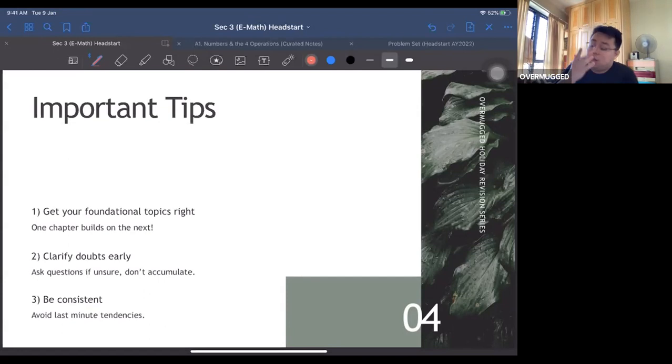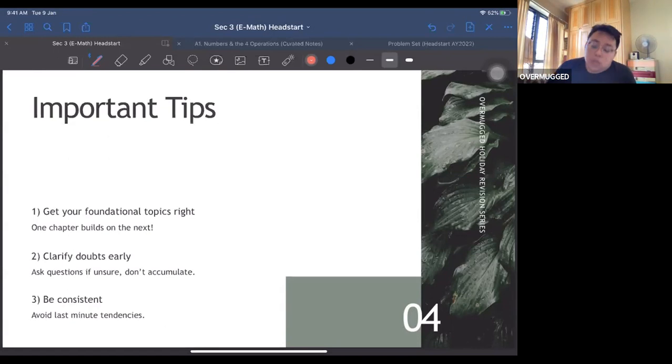Now, for those that are getting A1s, don't be complacent, okay, because lower sec math is chicken feed. Personally, it is a cakewalk. When you go into upper sec, you're going to get your first hits of boom. It's going to be slightly more challenging. So you must get your foundations right. Don't get overconfident and remember to practice a lot.